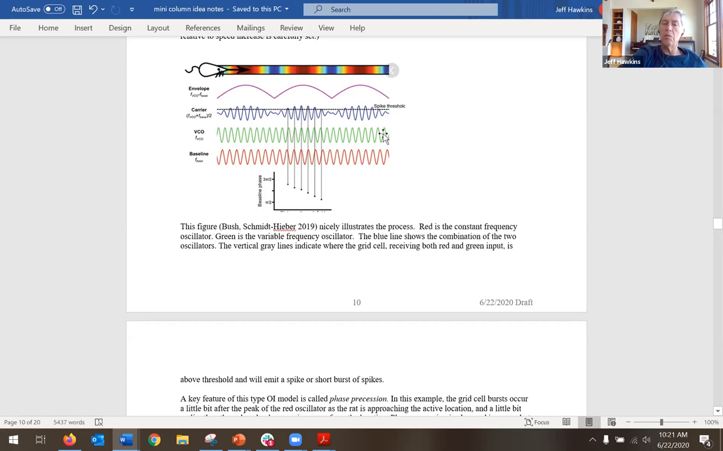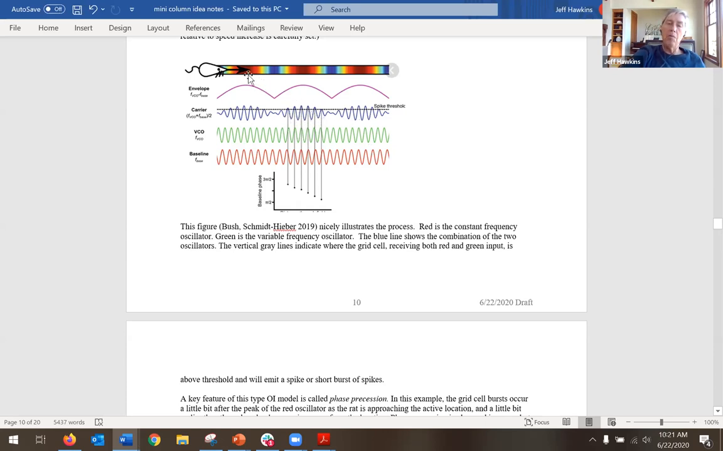The delta is determined by the motion of the animal, or in the case of the cortex, the motion of the sensor, whatever is moving in a particular direction. The faster it's moving in a particular direction, the higher the frequency of the green oscillator. But there's only a small difference between them, and so they run in and out of phase, which you can see in this purple line.